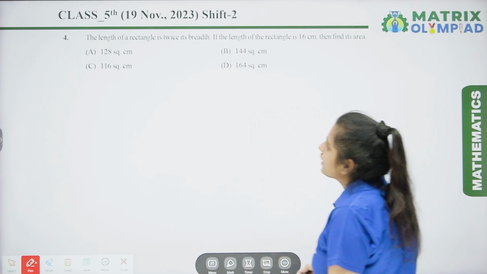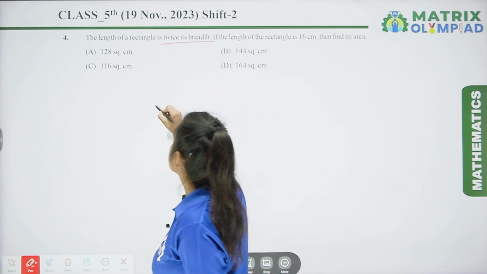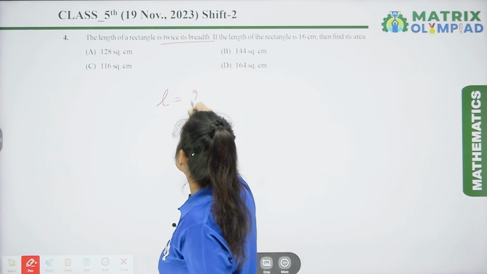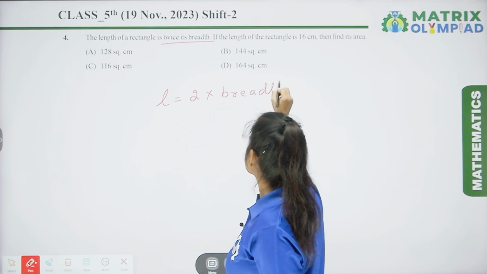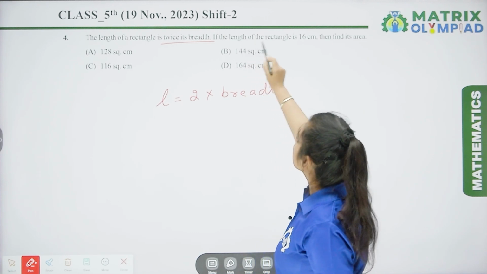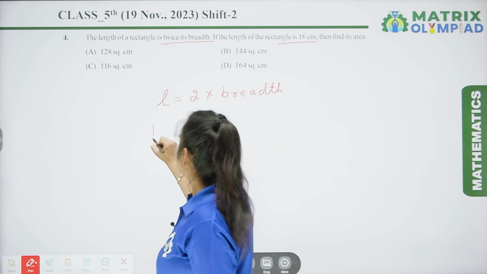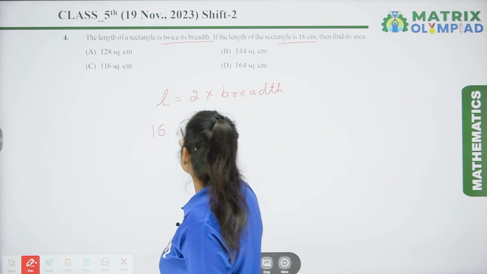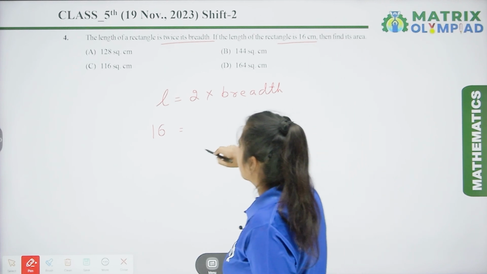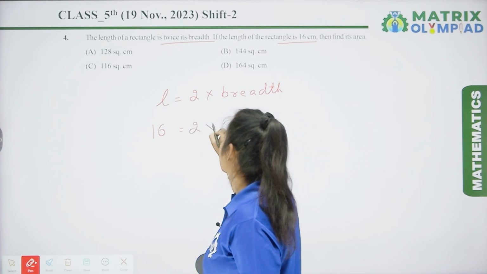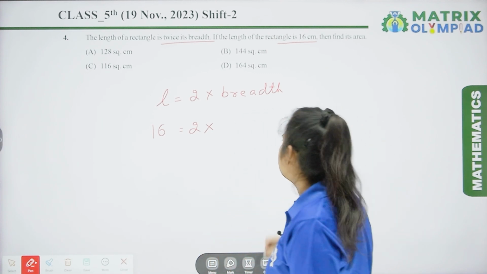The length of a rectangle is twice its breadth. It means L is equal to 2 multiplied by breadth. If the length of the rectangle is 16 centimeter, so here length is given to us, that is 16 centimeter. Then find its area. So to find out the area, what we have to do? We have to first find out the breadth.